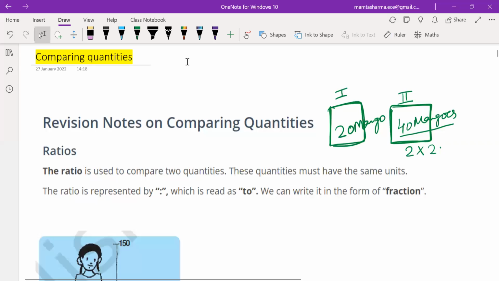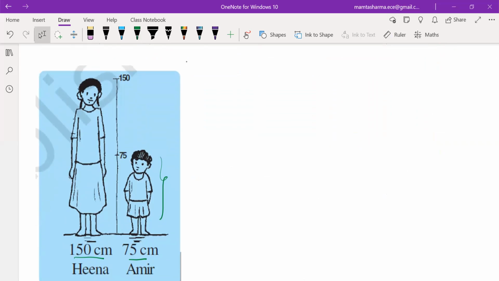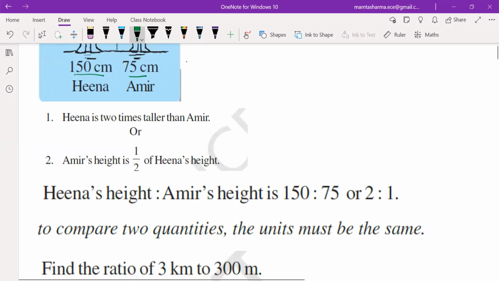Yes. So this is a kind of comparison. Now say, if we take another example, if one person has a height of 150 centimeters and her brother has a height of 75 centimeters, how will you compare these heights? We can't say one is having 75 and another is having 150. This will not be a comparison. We can say, yes ma'am, her brother is half of her height, or the sister is twice the height of the brother. So this is the comparison.